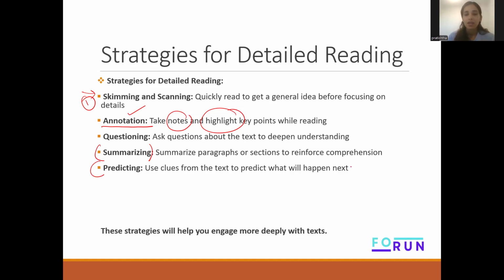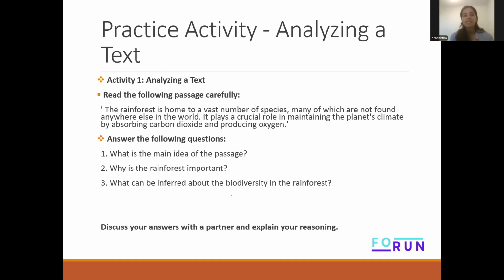Then predicting. You need to predict what will happen next. So for example, you're reading a story and suddenly it says that the cloud has become darker. So you would understand that the tone of the text is now going to change, right? It is going to be a little somber, a little sad, I would say.